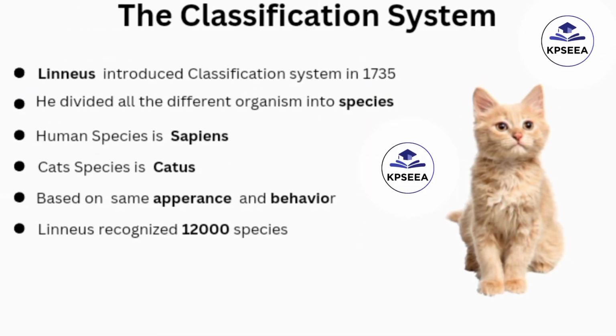So the next one is the classification system. Linnaeus introduced the classification system in 1735. He divided all the different organisms into species. For example, the human species is sapiens, the cat species is catus. He created the species on the basis of appearance and behavior. That's why he recognized just 12,000 different species of organisms.